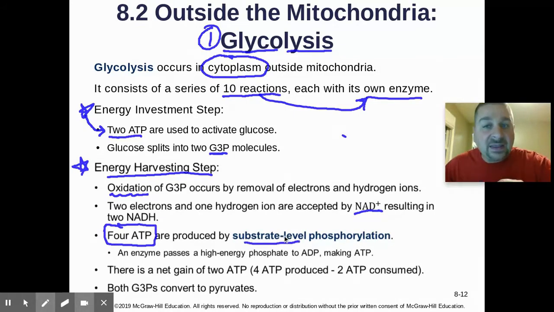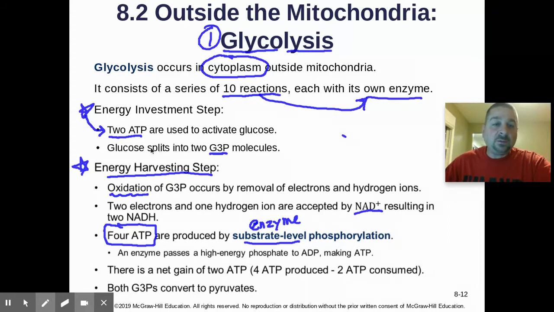This is not chemiosmotic phosphorylation. This is substrate-level. In other words, there's no chemical gradient with hydrogen ions that go through an ATP synthase, the spinny thing, and cause ADP to phosphorylate into ATP. This is where you have an enzyme that's going to take ADP and a phosphate and some high energy and put that phosphate on it, making ATP.